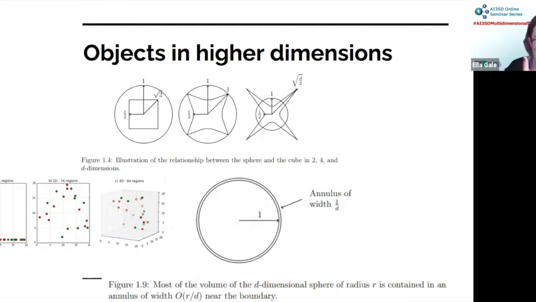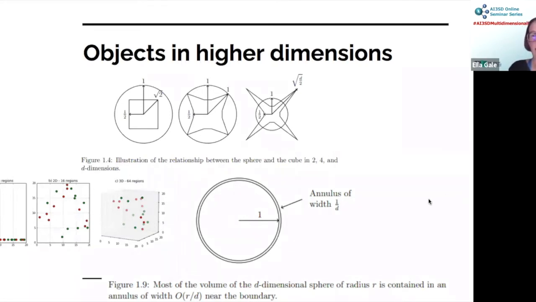And down here, if you have data in 1 dimension, you can see that the data is sort of clustered. There are chunks of data close to each other. In 2D, it's a bit more spread out. In 3D, it gets even more spread out.